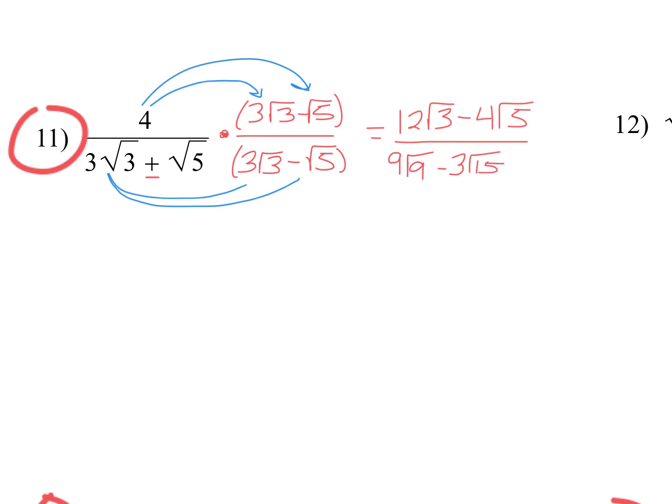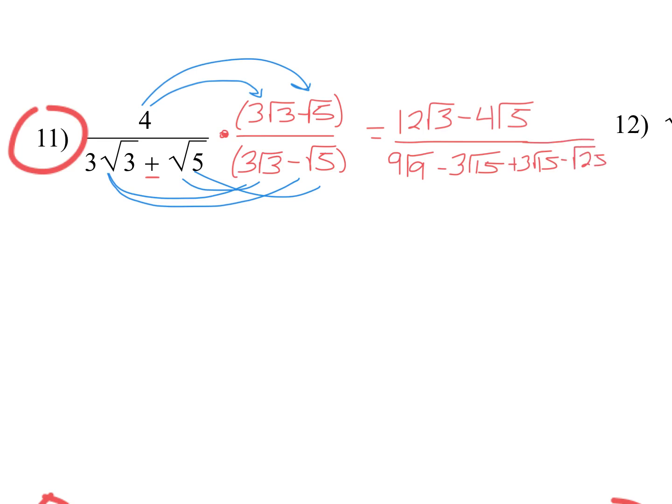Yep. Move on to the square root of 5. Square root of 5 times 3 square root of 3. Is that what we should have gotten there? Yes, good. Square root of 5 times square root of 5, negative square root of 25.